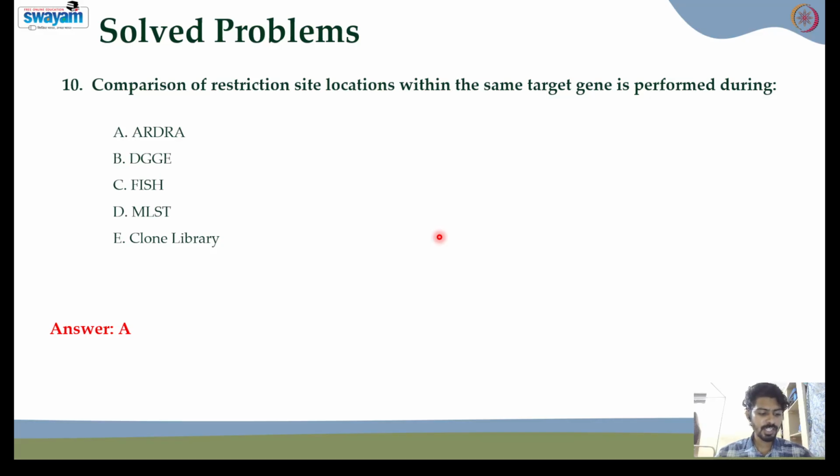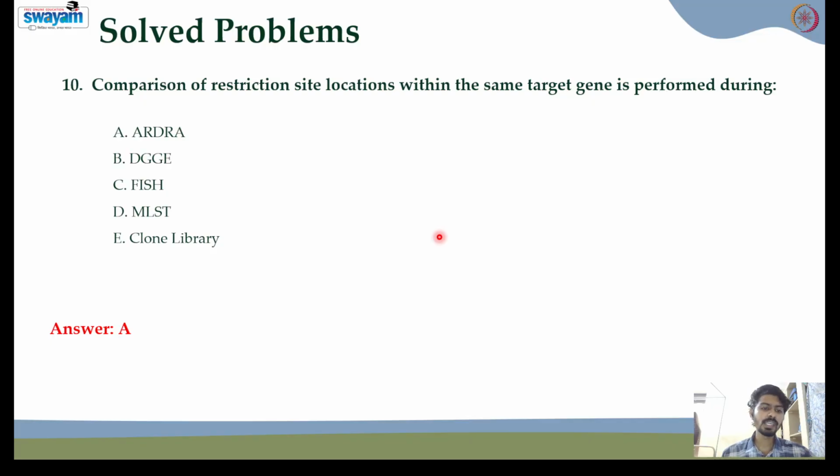Whereas the FISH technique, as we already know, uses fluorescently labeled probes to visualize specific DNA or RNA within the cell, and it helps us to compare live and dead cells. So it is not associated with any restriction site location. If you see option D, MLST, as we have seen, it is used to compare the sequences of several housekeeping genes to identify bacterial strains. So it also does not correlate with restriction site location.